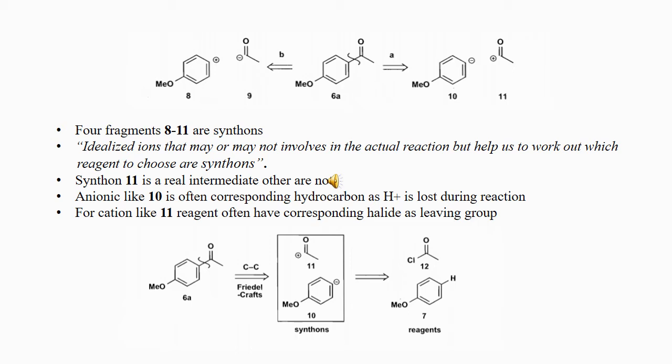Now for an anionic synthon like 10, the reagent is often the corresponding hydrocarbon, when H positive is lost during the reaction in 10. How is 10 formed? By the loss of an H positive ion from the aromatic ring. 10 can be produced like this.